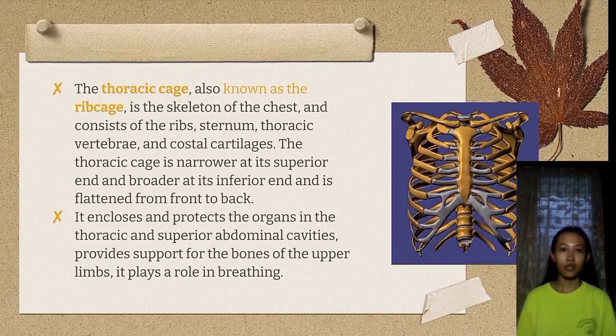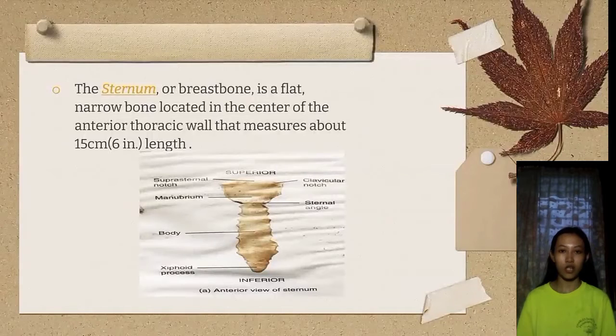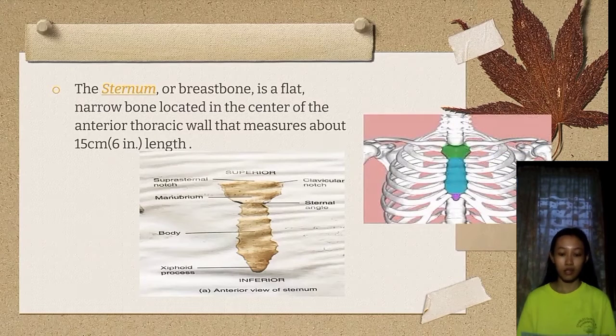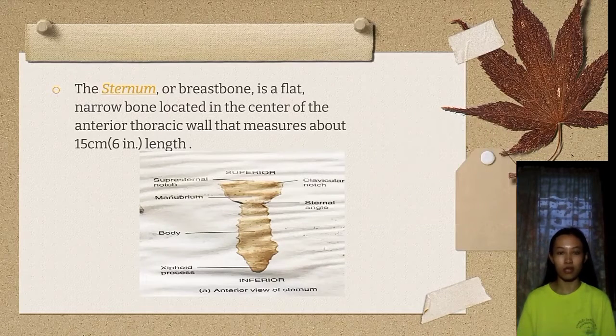The sternum and ribs form the thoracic cage. The sternum or the breastbone is a flat, narrow bone found in the center of the anterior thoracic wall that measures about 15 cm or 6 inches in length. It protects the organs of our torso from injury and serves as a connection point for other bones and muscles.